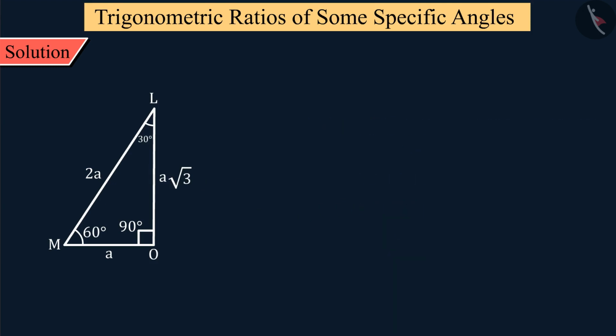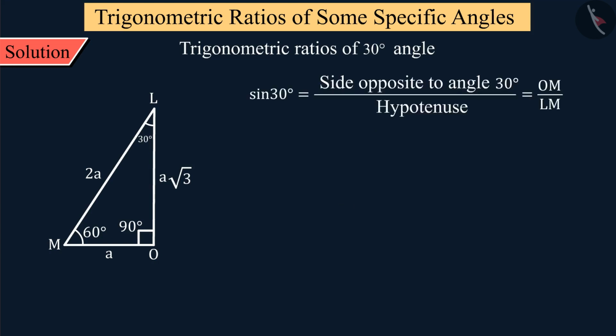So, let's first know about trigonometric ratios of 30-degree angles. The value of sine 30 degrees from the right-angled triangle LOM will be equal to the ratio of the opposite side of the angle L and hypotenuse. On solving this, we get the value of sine 30 degrees as 1 upon 2.